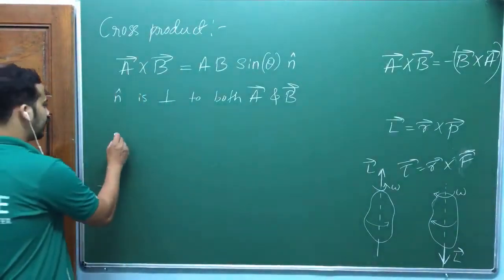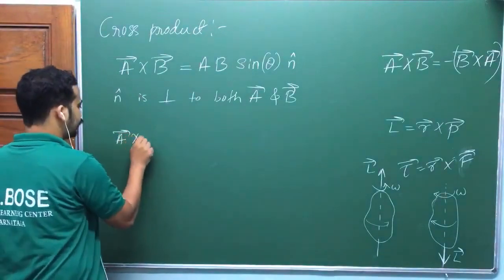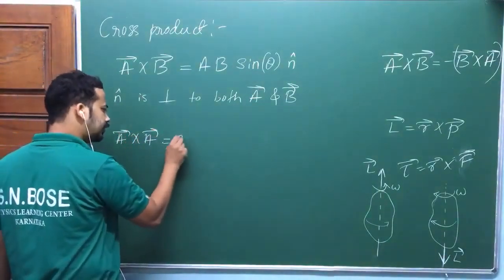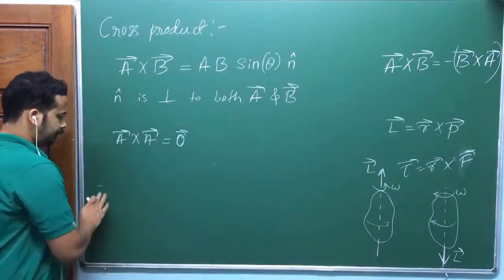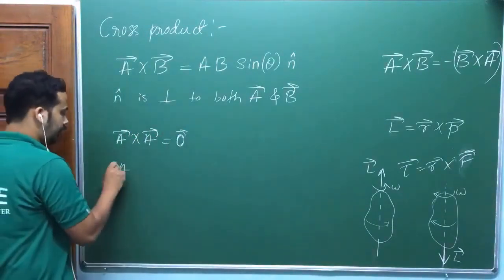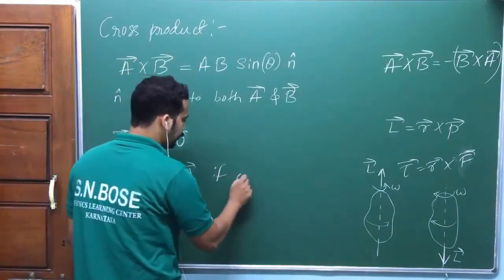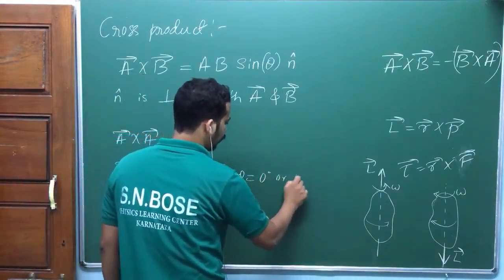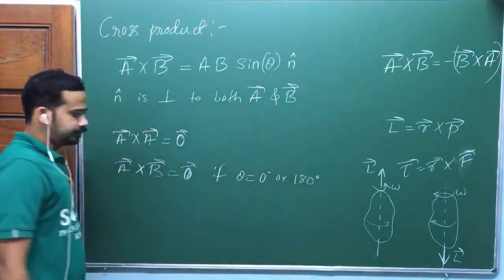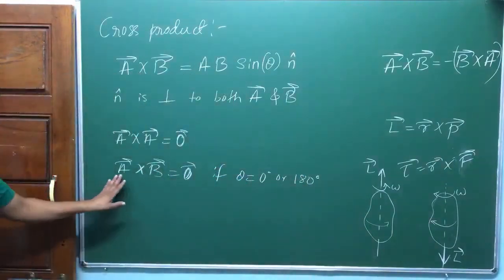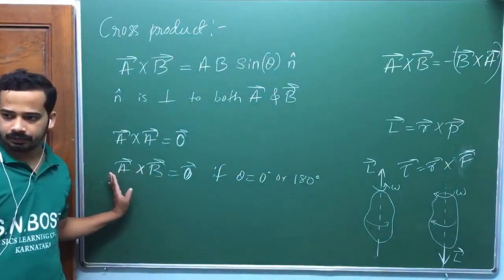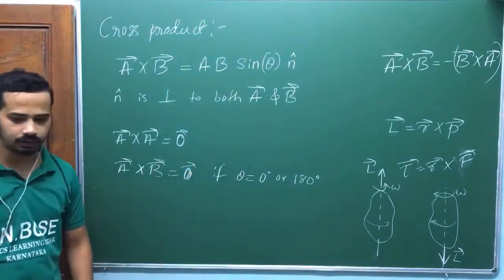Now again I can write one more thing. A cross A, cross product with itself, that's a null vector. A cross B is equal to null vector if theta is equal to 0 degree or 180 degree, isn't it? Where I have taken A and B other than null vector. But cross product vanishes if they are collinear, isn't it?